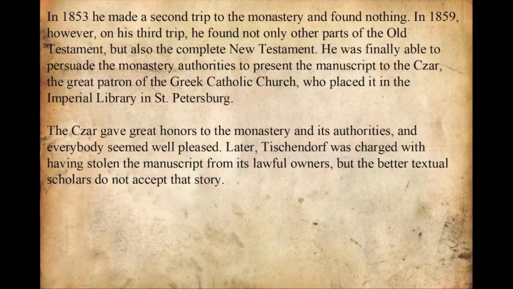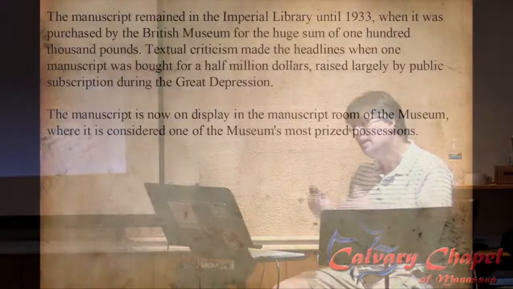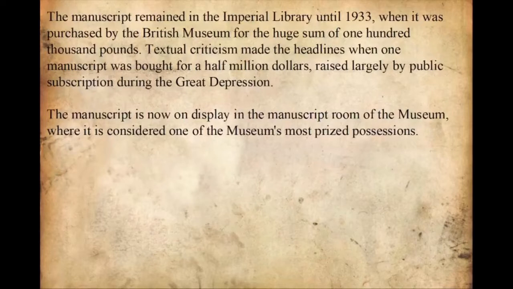Later, Tischendorf was charged with having stolen the manuscript from its lawful owners, but the better textual scholars do not accept that story. So there's discrepancy about whether or not that was true. The manuscript remained in the Imperial Library until 1933, when it was purchased by the British Museum for the huge sum of £100,000. Textual criticism made the headlines when one manuscript was bought for $500,000, which is how much £100,000 was back then, raised largely by public subscription during the Great Depression. Imagine that. This guy spends $500,000 on a manuscript during the Great Depression.